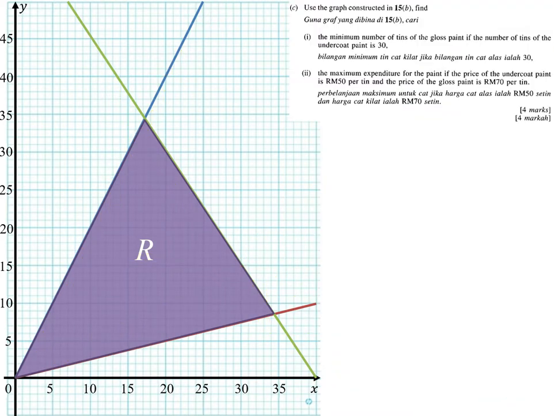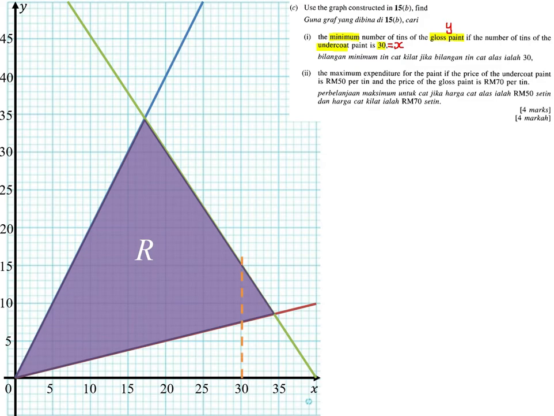B. Use the graph constructed in 15b. Find the minimum number of tins of the gloss paint. So the gloss paint in this case is our y, right? So which means you want to find y, if the number of tins of the undercoat paint is 30. In other words, the question asks you, when x is 30, what is the minimum value of y? So actually very simple, we just have to go and find where x equals 30.